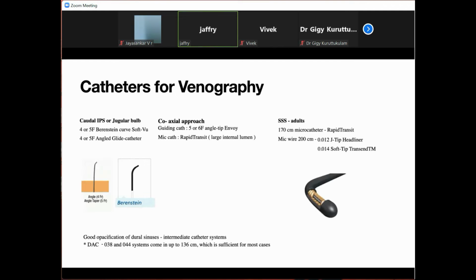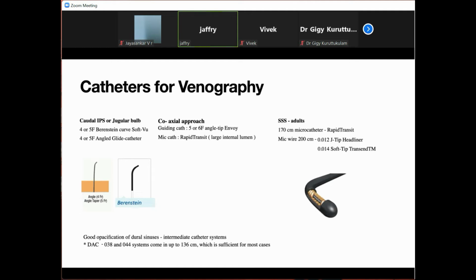Here we can see, caudal to the inferior petrosal sinus or jugular bulb, we can go with a 4 or 5 French Bernstein curve soft. We can see the angle glide catheter and Bernstein catheter. And for the coaxial approaches, 5 or 6 French angle tip and void. And the microcatheter here is rapid transit, which has a large internal lumen.